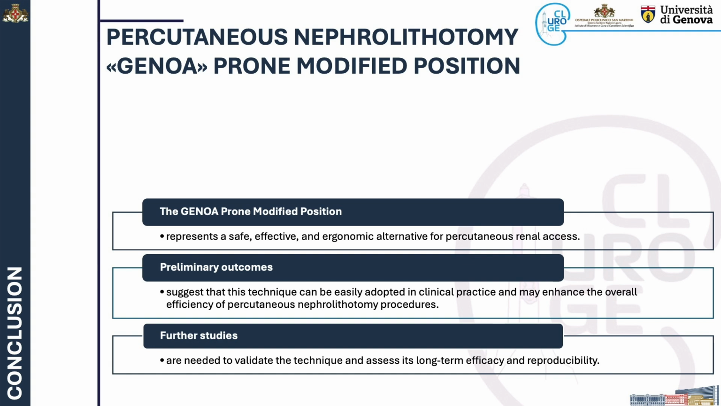The GENOA Prone Modified Position offers a safe, effective, and ergonomic alternative for percutaneous renal access. Preliminary outcomes suggest it can be easily adopted and may improve the efficiency of percutaneous nephrolithotomy. Further studies are required to confirm its long-term efficacy and reproducibility.